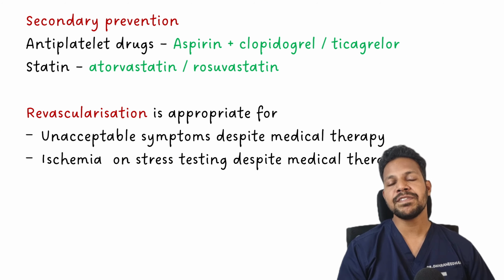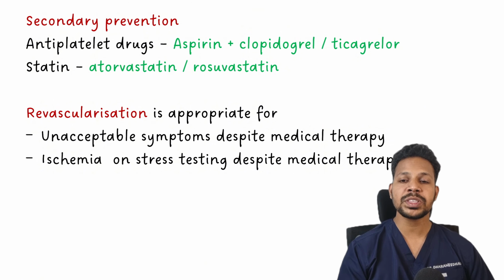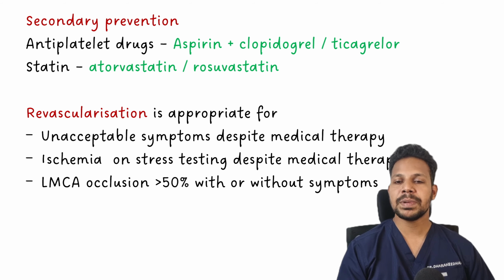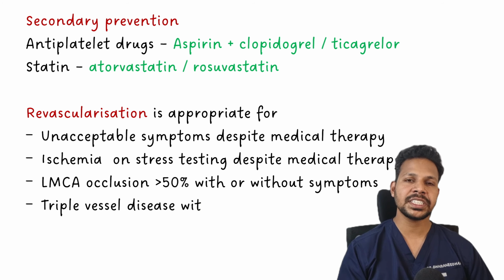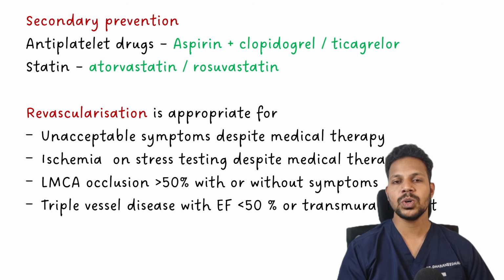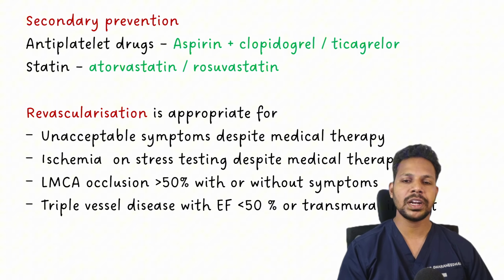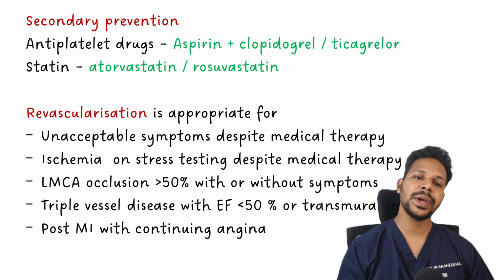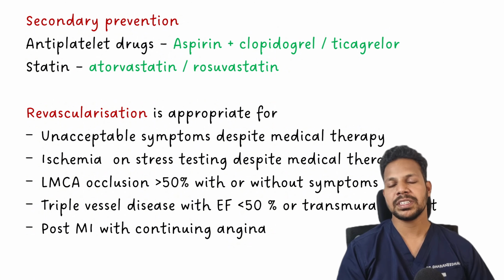And if there is a left main coronary artery occlusion with more than 50% of its lumen with or without symptoms, or if the patient is having triple vessel disease with ejection fraction less than 50% on a 2D echo, or if the patient is having a transmural infarct, post myocardial infarction with continuing angina. So all these are the conditions where you may have to do revascularization when the patient is having angina.